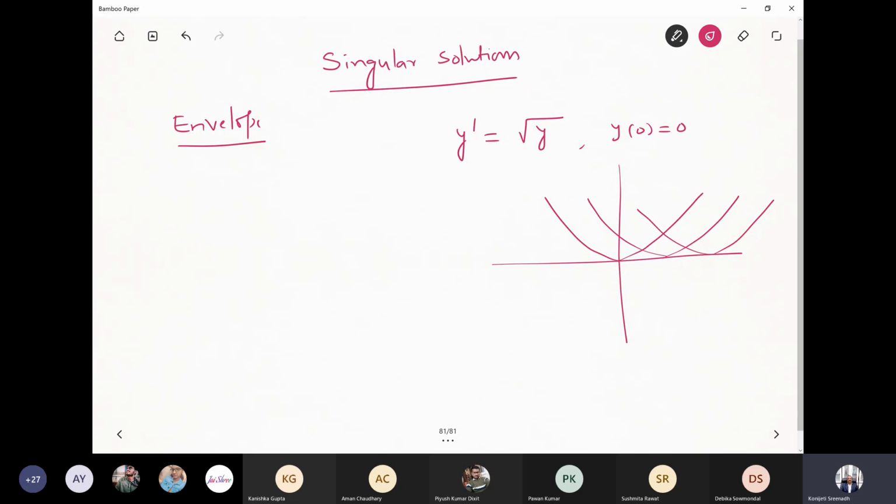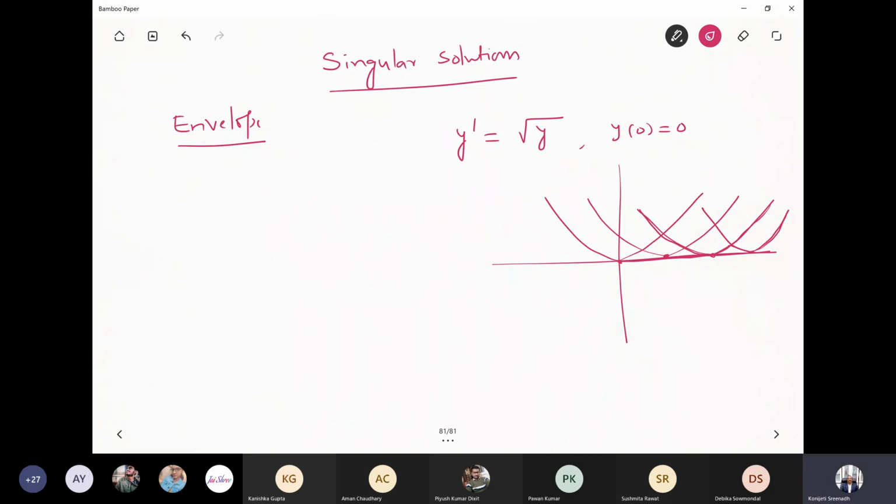All these functions are actually touching y equals 0. See that they are all touching y equals 0, and from each point of y equals 0 you have one solution. So why is it happening? At each point of y you have one solution which is passing through this. That is, there are two functions where the values of the function are the same at this point, and also the slopes are the same.